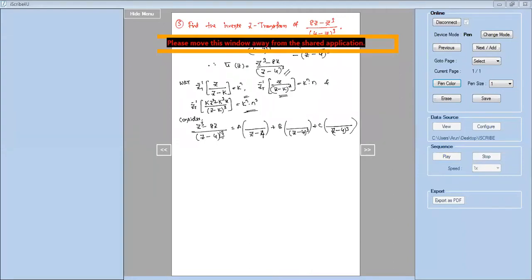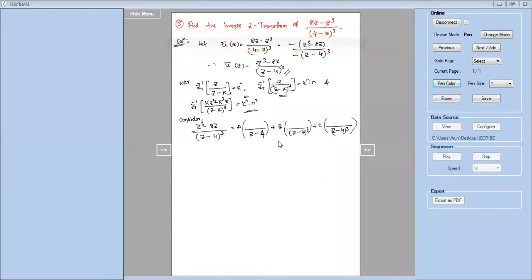Normal partial fraction for linear repeated is a by z minus 4, b by z minus 4 whole square, plus c by z minus 4 whole cube. We will get it like this. This is the normal partial fraction. But here, in case of inverse Z transformation, we have to do a small modification.